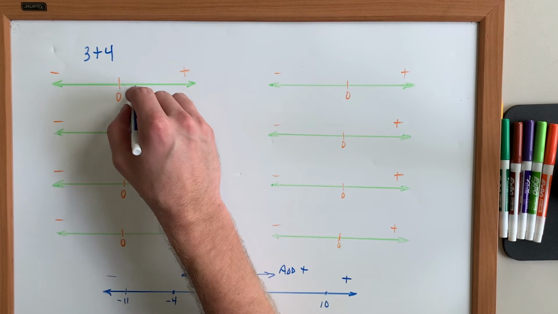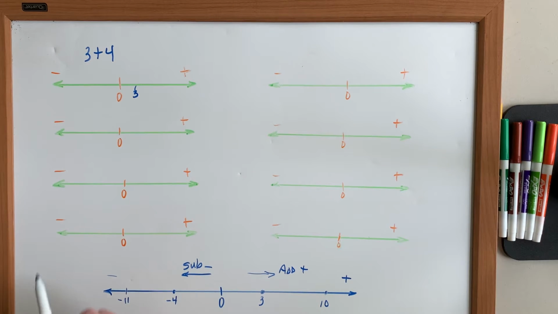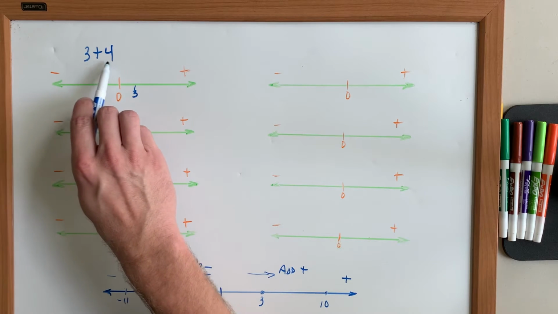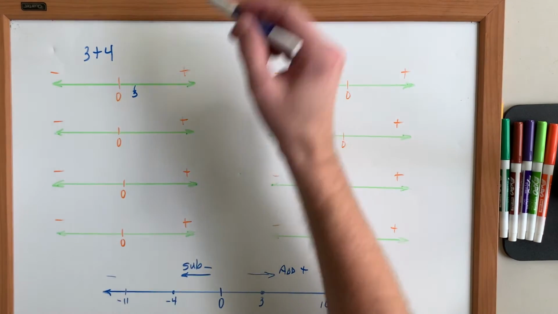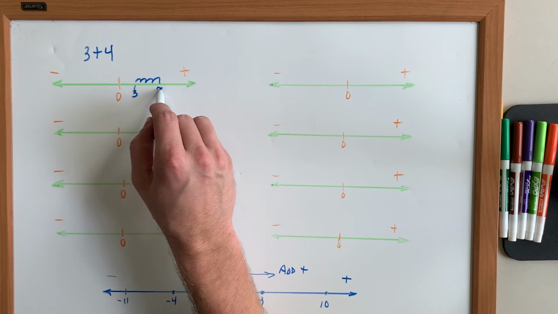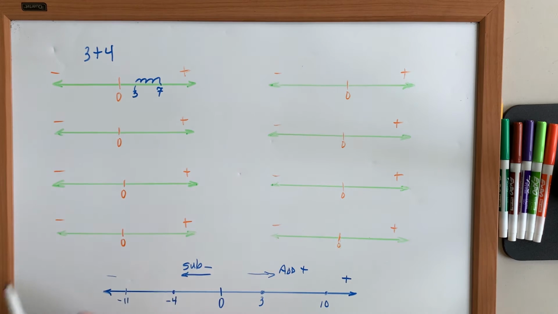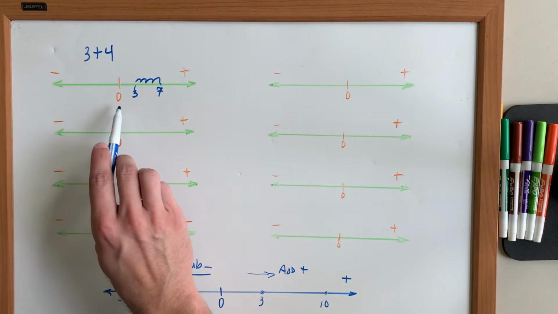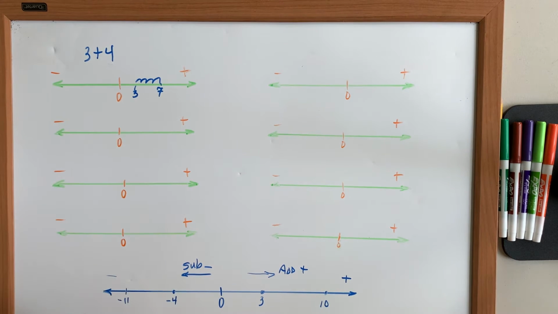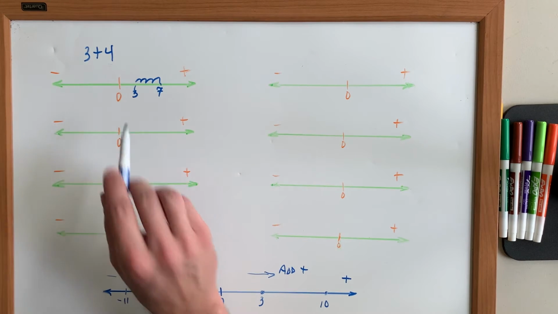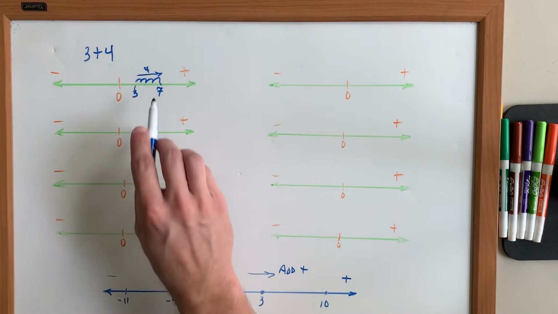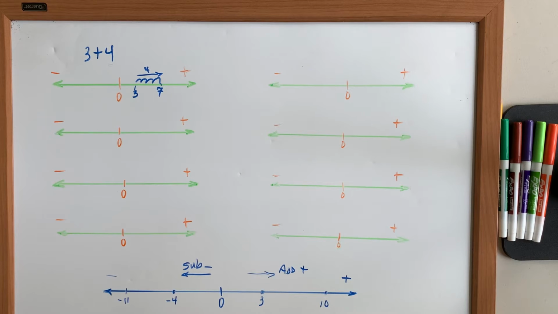Let's go ahead and find 3. And then what we're going to do, remember that when we add, we move to the right. How far do we move? We move 4 units. So if I go from 3 and I go 1, 2, 3, 4, I'm going to be at the point 7. I started at 3. And because I'm adding, I'm moving to the right. How far? 4 units. 3 plus 4 is 7. So 3 and 4 units this way gets me out to 7 on the number line.